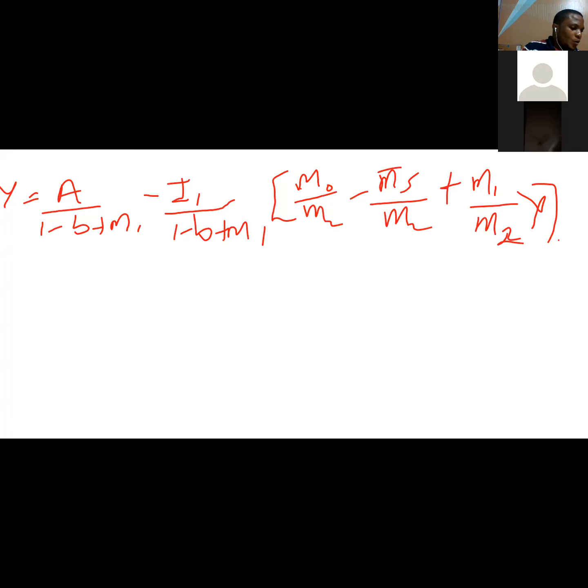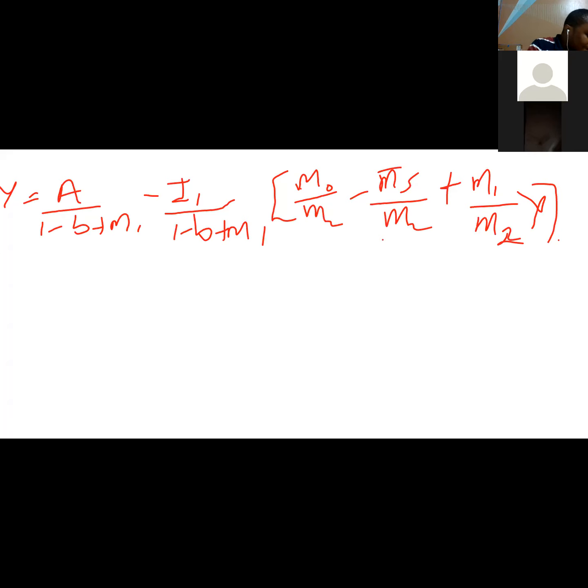Okay. So if that is it now, remember that all of this is multiplying the numerator, I1. This denominator is in all of them. Take note of that. All right. So if I do that, all I need is just to bring out this y so that I can take the y to the other side. That's my major aim.